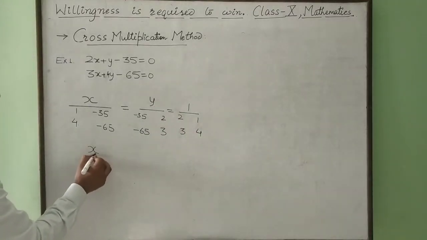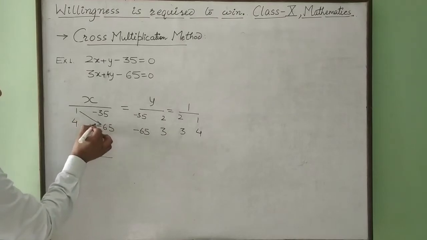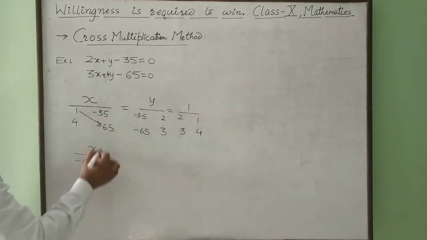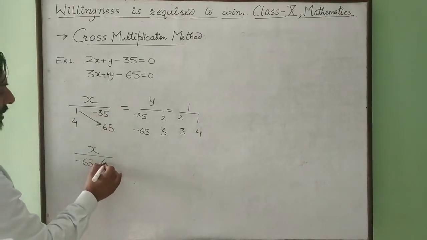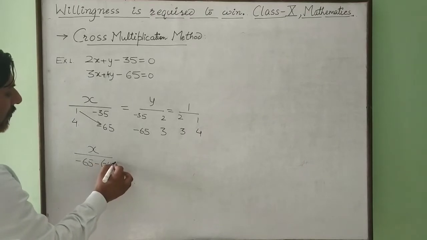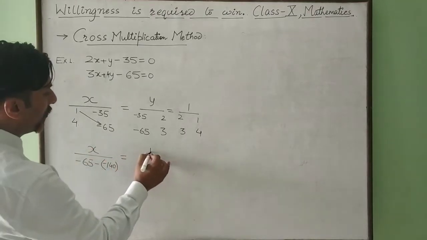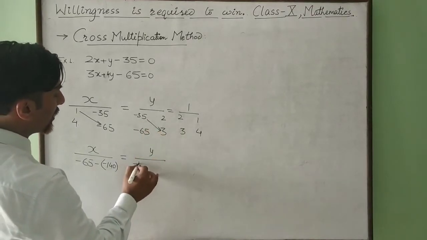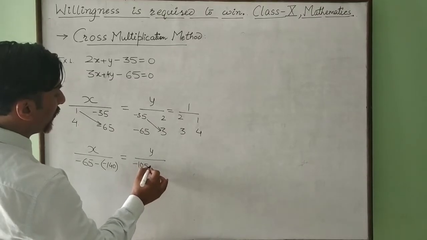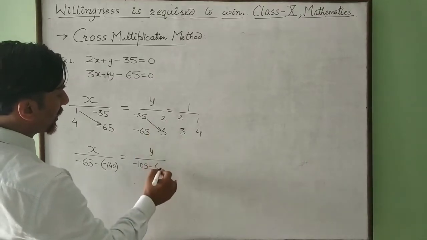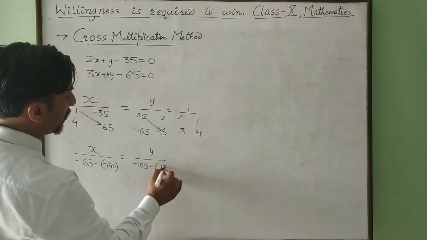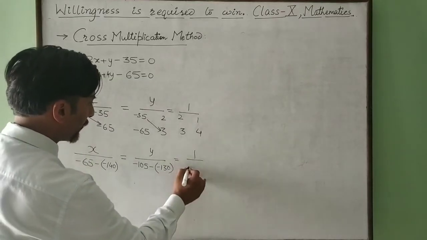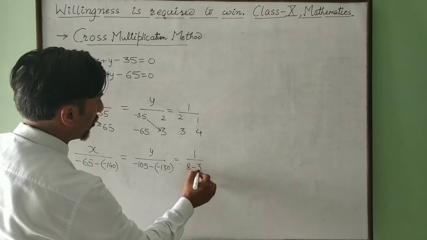Now I can write x upon, you have to remember this, first of all this part, minus 65 and then minus in the formula, and this minus 35 into 4 is minus 140, is equal to y upon minus 35 into 3, that is minus 105, then minus in the formula, and 65 2s are minus 130, is equal to 1 upon 8 minus 3.